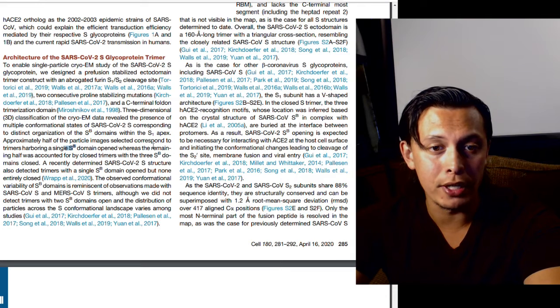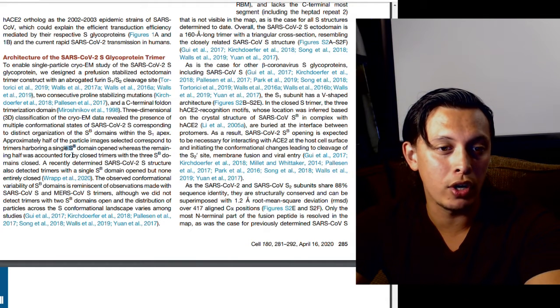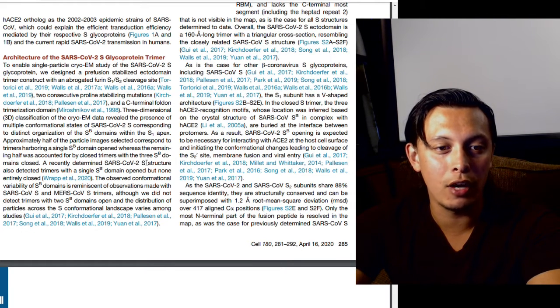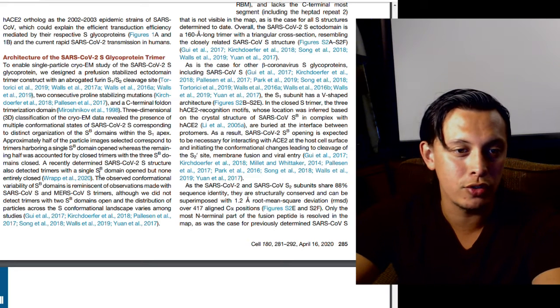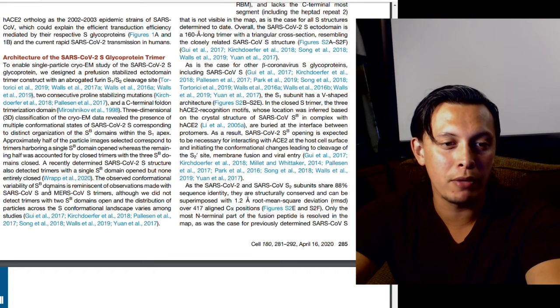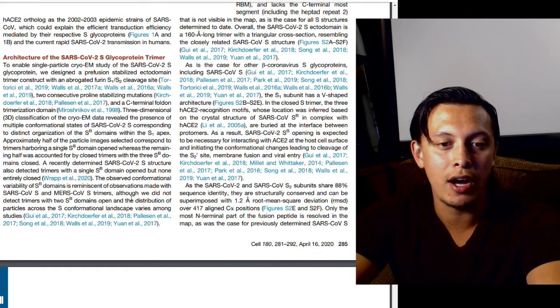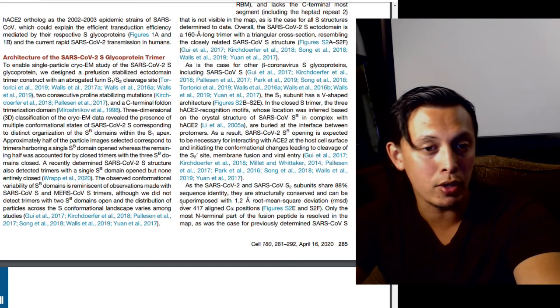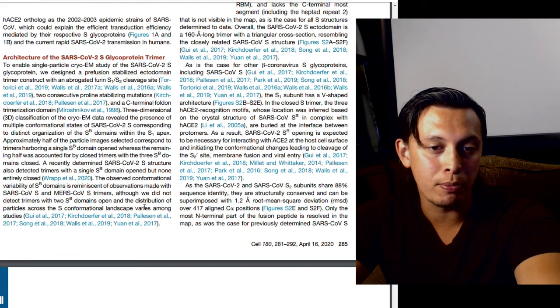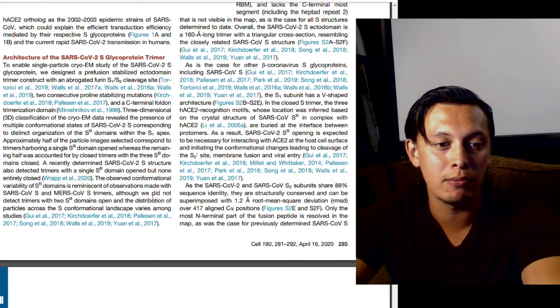Approximately half of the particle images selected correspond to trimers harboring a single S B domain opened, whereas the remaining half were accounted for by closed trimers with the three S B domains closed. A recently determined SARS-CoV-2 S structure also detected trimers with a single S B domain opened, but none entirely closed. The observed conformational variability of S B domains is reminiscent of observations made with SARS-CoV S and MERS-CoV S trimers. Although we did not detect trimers with two S B domains open, and the distribution of particles across the S conformational landscape varies among the studies.